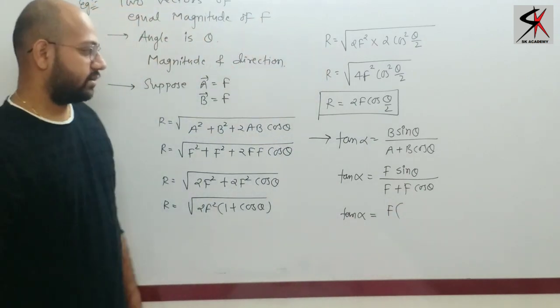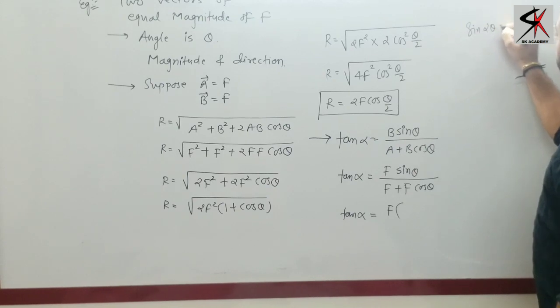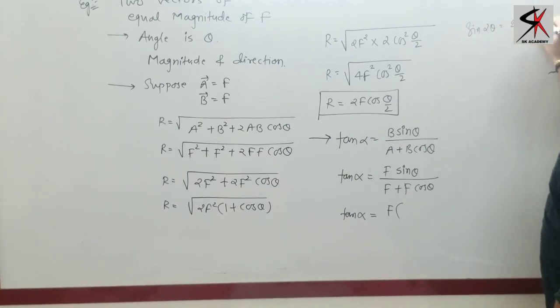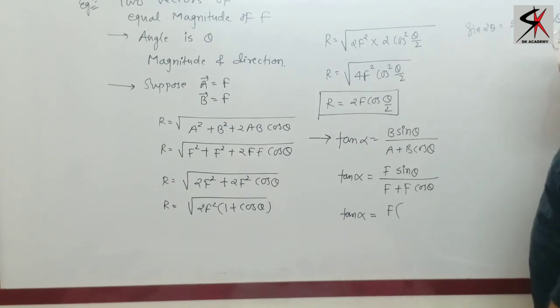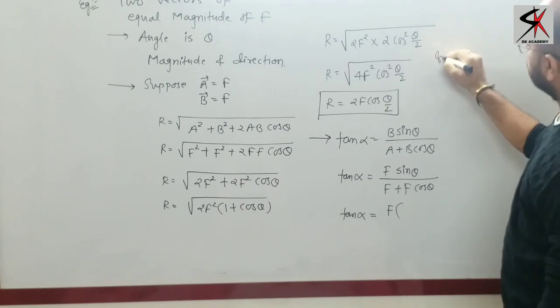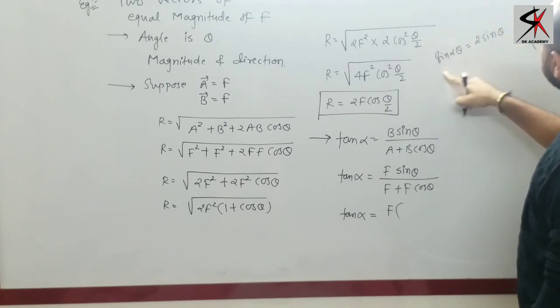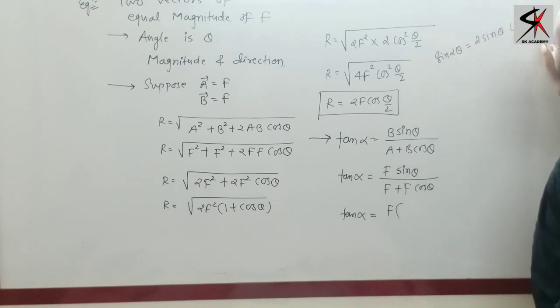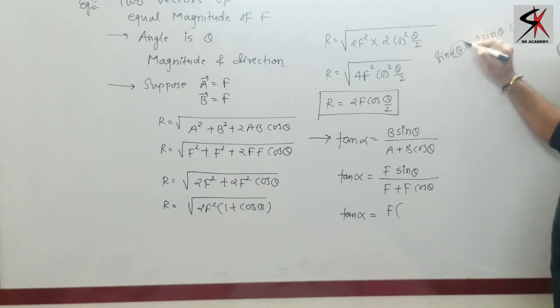Okay, you have learned this equation: sin 2 theta is equal to 2 sin theta into cos theta. This means the angle becomes half in this equation.